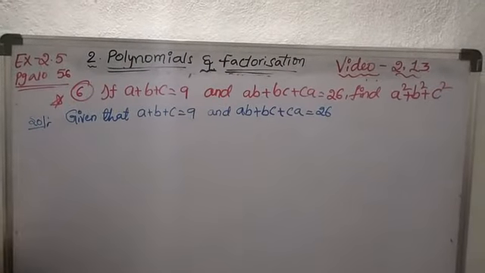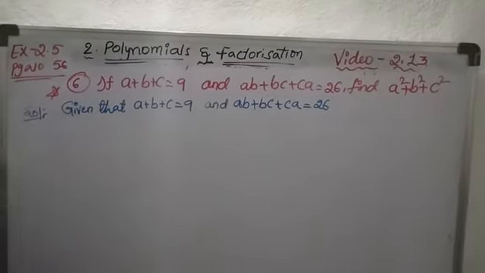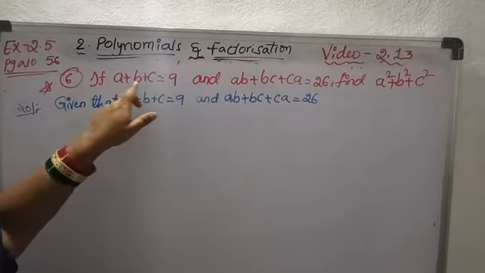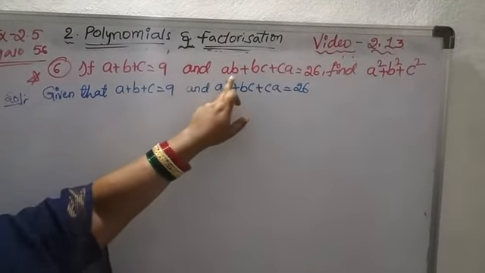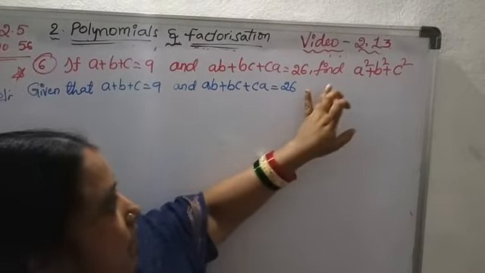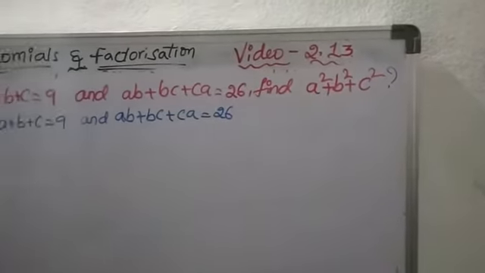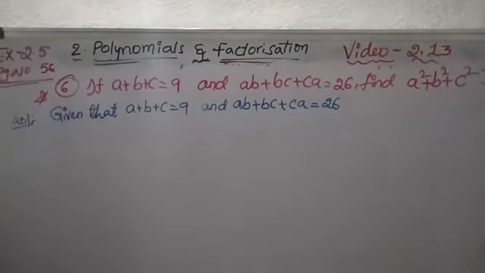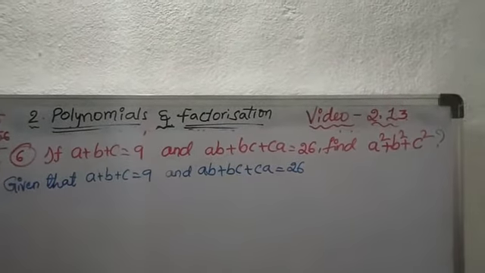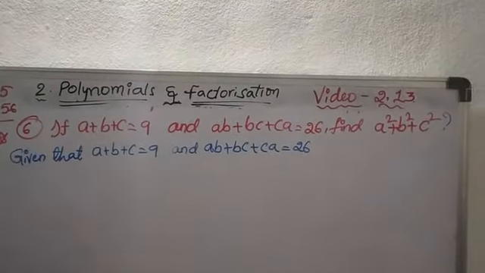Now the sixth problem. This kind of problem is a little bit important from the examination point of view, so listen carefully. It is just simple. If a plus b plus c is equal to 9 and ab plus bc plus ca is equal to 26, they are given some values. Find the value of a square plus b square plus c square. So observe here, there is no square in the given terms, right? But in the problem they ask to find a square plus b square plus c square. That means we have to square either the first term or the second term.